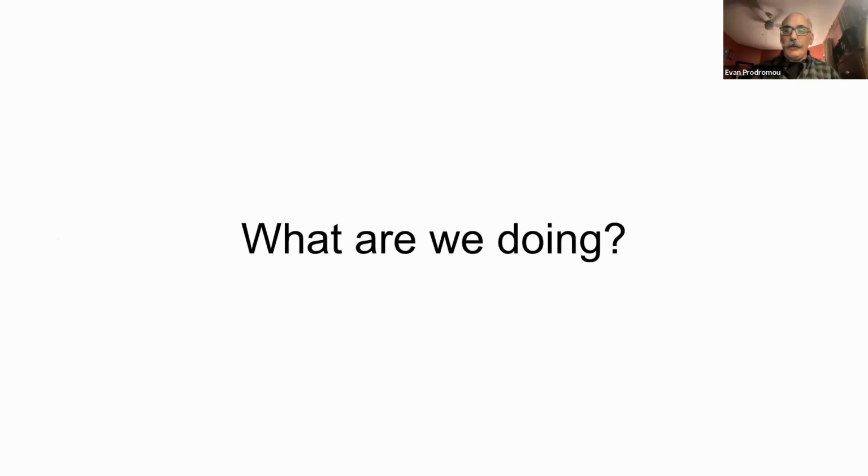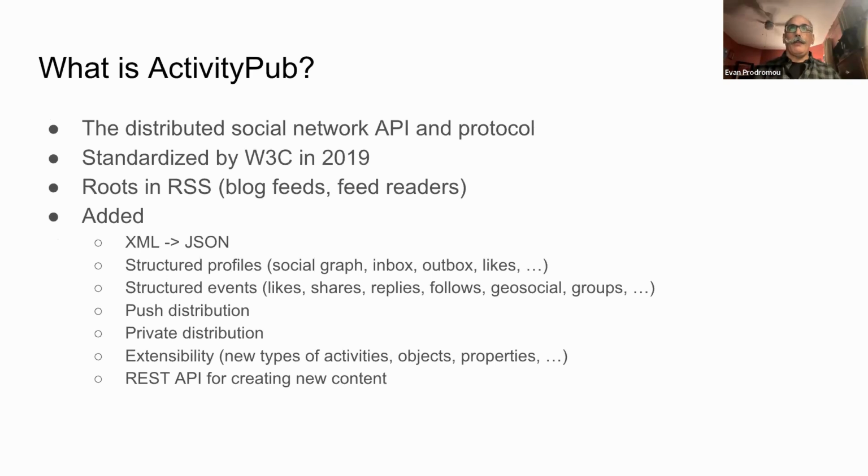So what are we doing when we talk about E2E over ActivityPub? What does that mean? ActivityPub is the distributed social network API and protocol. It was standardized by the W3C, the World Wide Web Consortium, in 2019. It's got its roots in RSS, feed formats, being able to follow different kinds of blogs or publications. But it has a number of interesting changes that make it much more social.